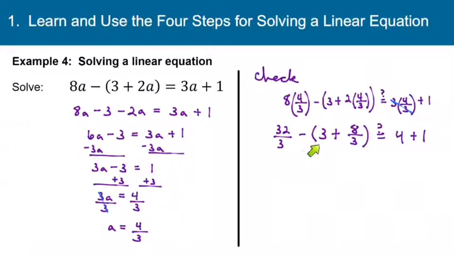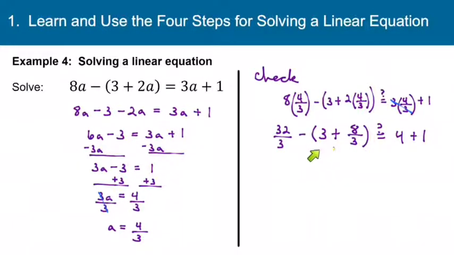Okay, now I see that we still have grouping symbols here. So if you're strictly following order of operations, you might think, well, I'm going to have to add 3 plus 8/3 here, and that's going to be a little bit of work. But remember, we have the distributive property at our disposal, and I see that I have thirds out here and I have thirds in here.